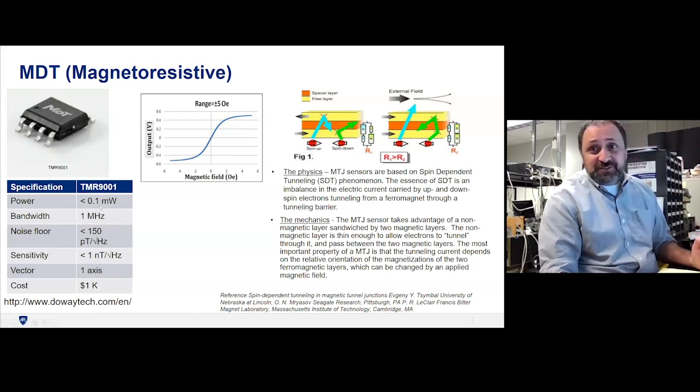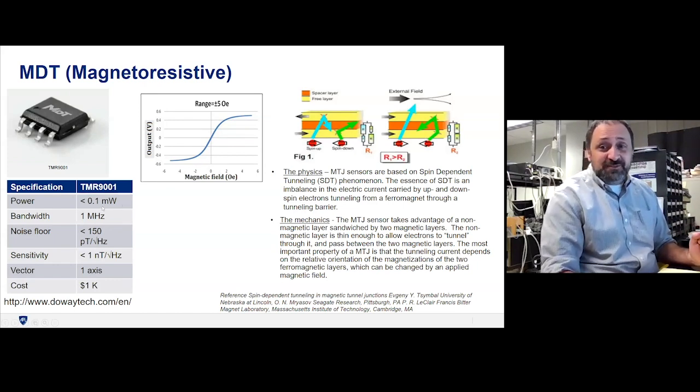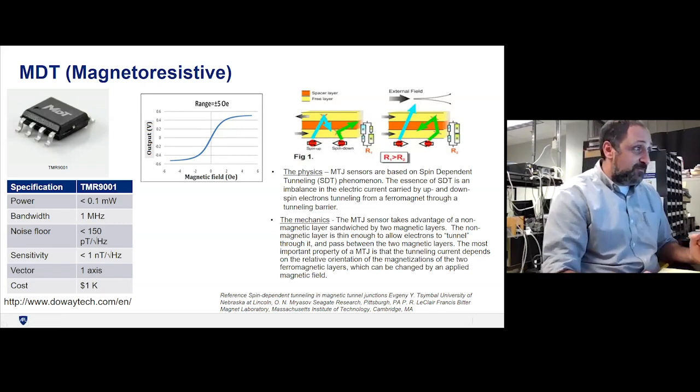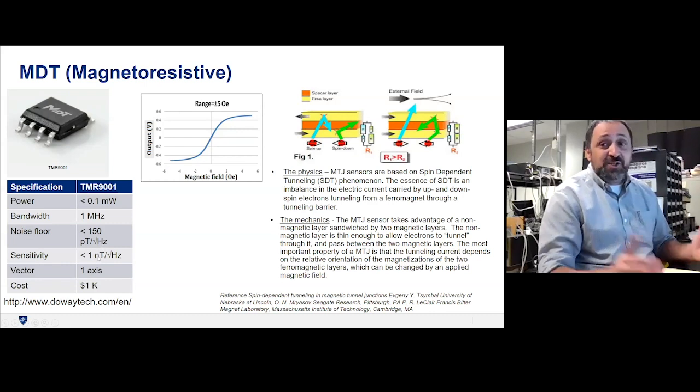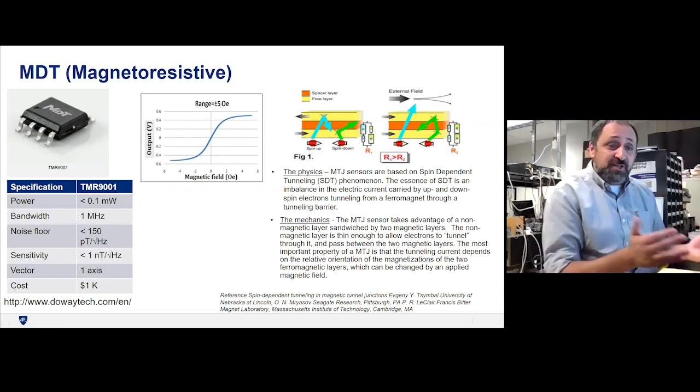Super low power, 1/10 of a milliwatt. Bandwidth, now we're up at a megahertz. The noise floor, not as good. Sensitivity, not as good. Now we're at nanotesla, 10 to the minus 9. So 1,000,000 times worse than the other one.